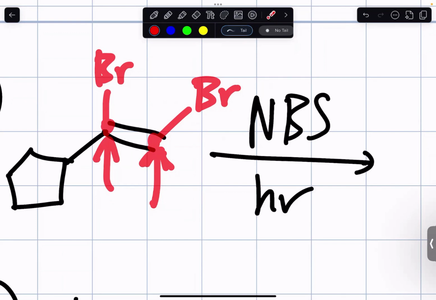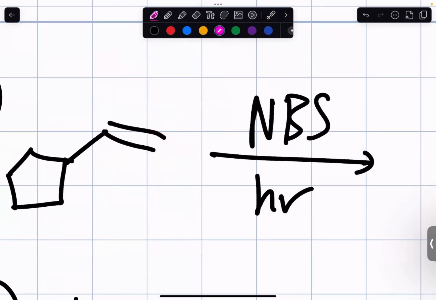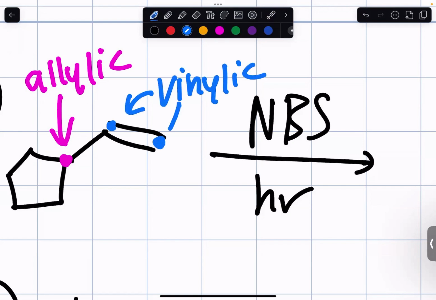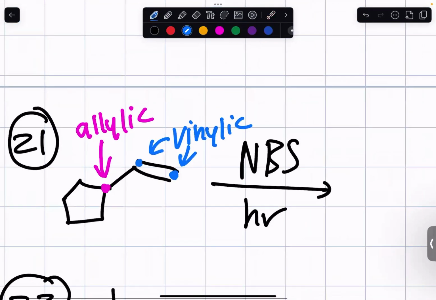So the allylic carbon is gonna be one carbon away from the alkene, like that. These carbons that are directly on the alkene are vinylic, right? The ones directly on the alkene are vinylic. Yes, right. So it's vinylic.